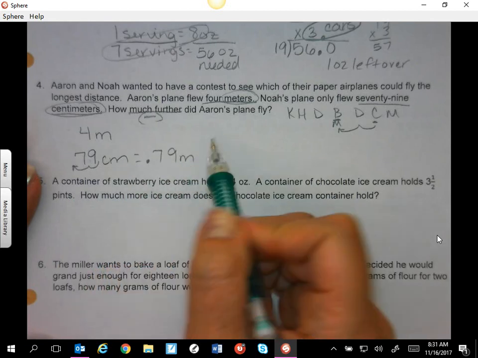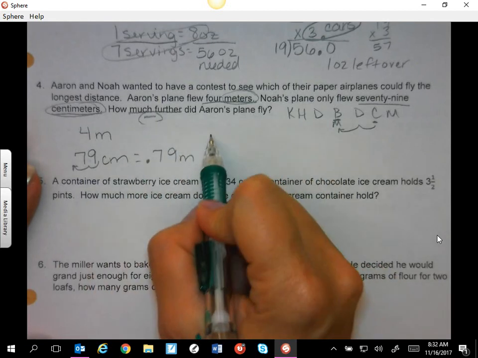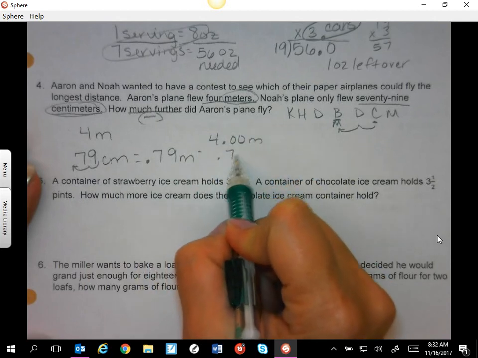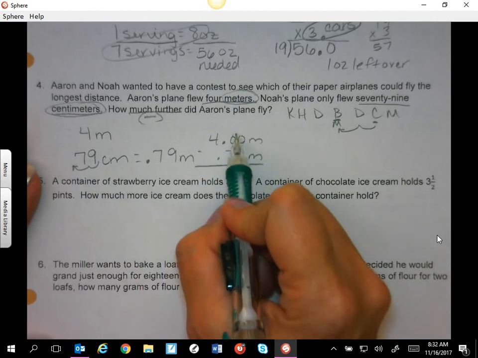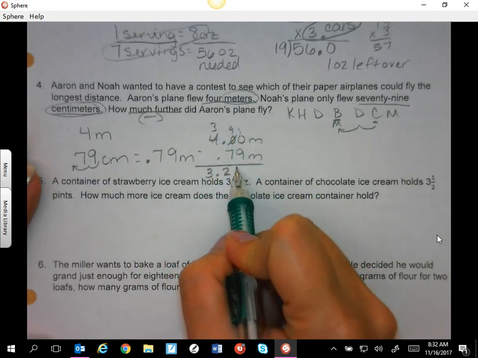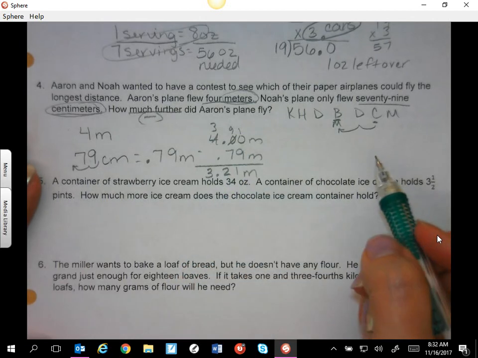So this is 0.79 meters. And we can subtract 4 meters minus 0.79 meters. We're going to have to borrow. 3.21 meters further.